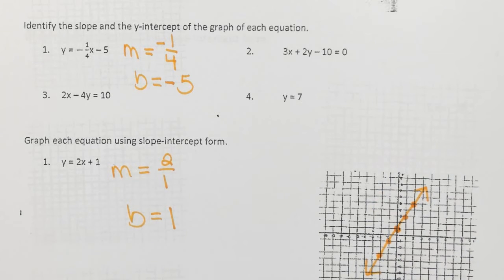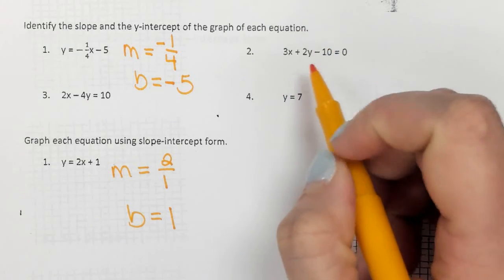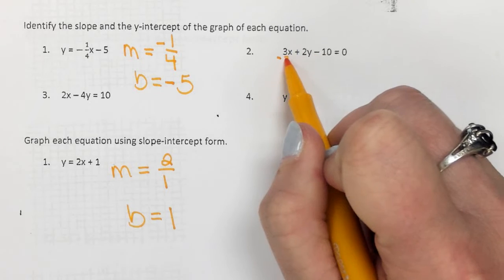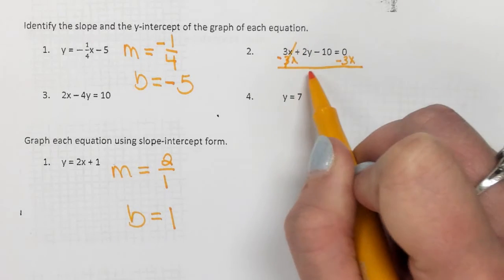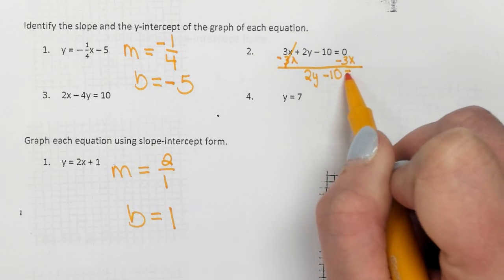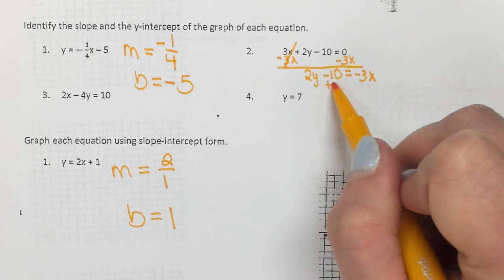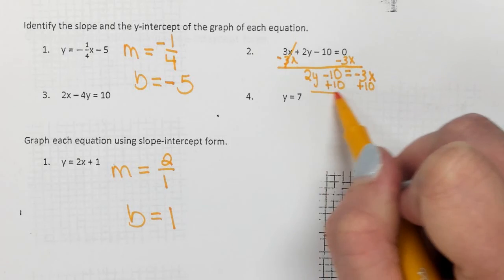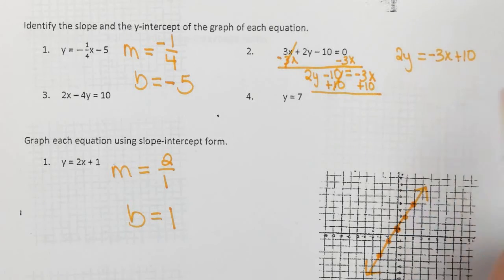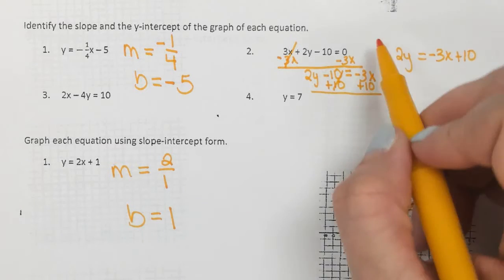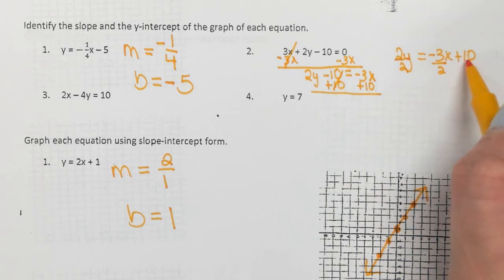But I think we need to do some of these top ones together. All right, what about number 2? How do you get y by itself in number 2, guys? Subtract 3x. Okay. All right, so that would be 2y minus 10 equals negative 3x. Add the 10. All right, so that would be 2y equals negative 3x plus 10, right? Y'all okay? All right, then how do you get rid of this 2? You're not done yet. You have to divide each piece by 2.